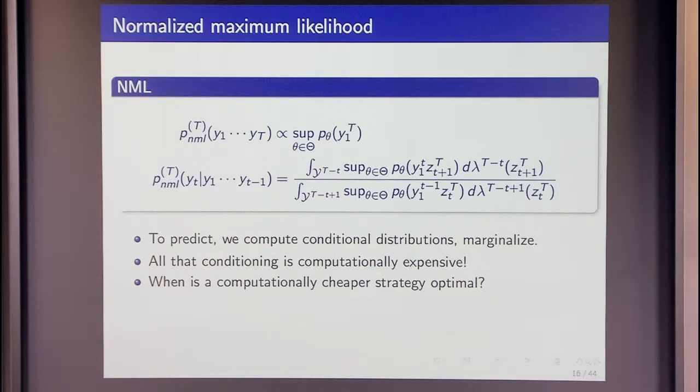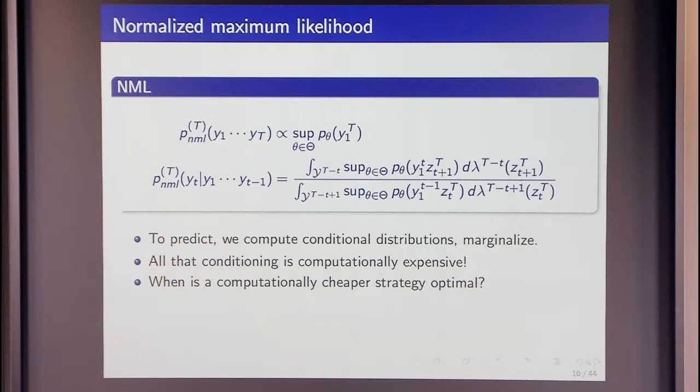The question that I want to look at in this part of the talk is, when can you do something that's computationally cheaper but still optimal? I guess maybe that's the wrong way of saying it. When is computing these integrals actually the wrong way to compute the optimal strategy? Because normalized maximum likelihood is the unique optimal strategy.